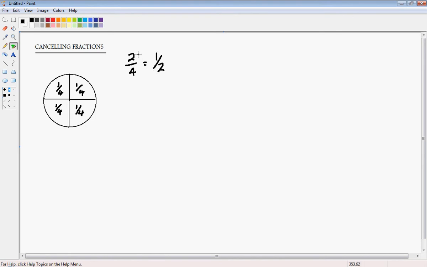Now we do this by cancelling down the fractions. So 2 I know goes into 2 once, and 2 goes into 4 twice. So this is how we get the half.